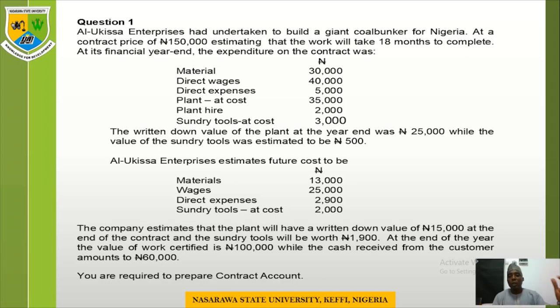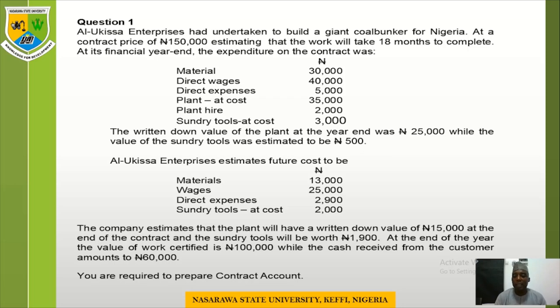Then they were given a progress payment. The company, in terms of revenue now, estimated that the plant will have a written down value of 15,000. And at the end of the contract, the sundry debtor will also be worth 19. But then the value certified is 100. What is the cash received from the customer? 60,000. So the progress payment will be reported as revenue on the credit side, as cash progress payment.